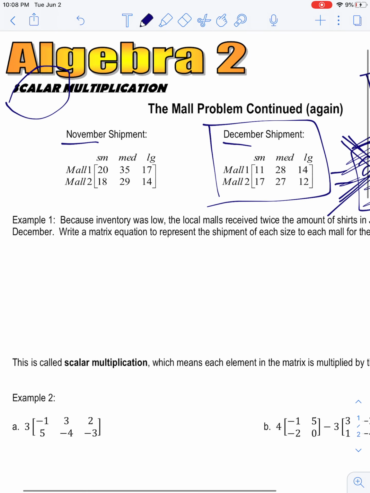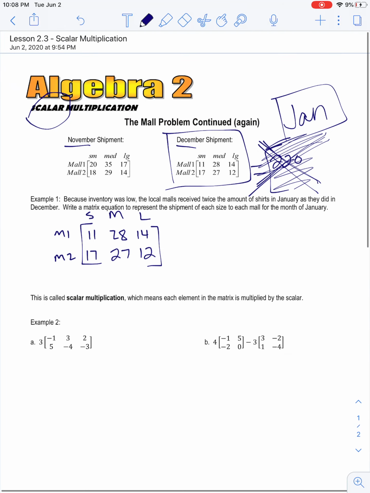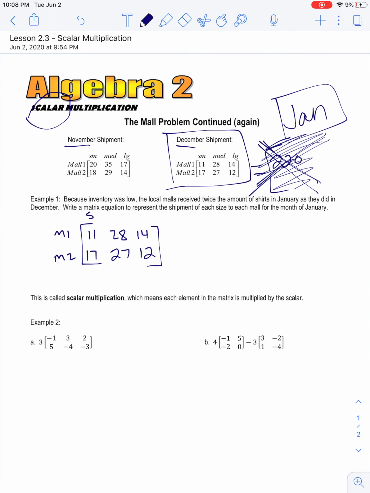So I'm going to take the matrix for December, where row 1 is 11, 28, 14. I'm sorry, I keep saying row. Those are all in row 1, and those were columns 1, 2, and 3. Now in row 2, the numbers are 17, 27, and 12. And our labels here are mall 1, mall 2, small, medium, large. Actually, to show the work here, I might leave off the labels and then just put them with my final answer at the end.